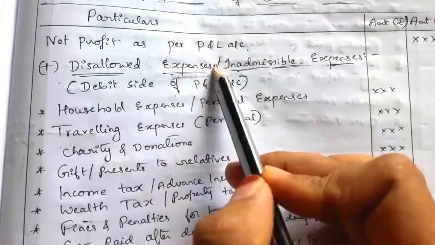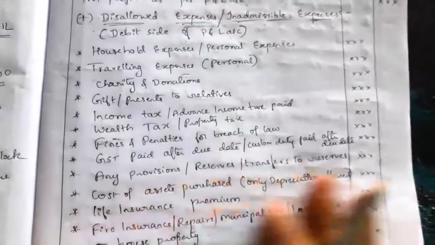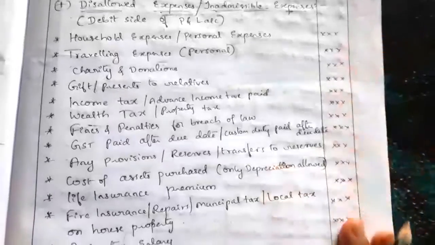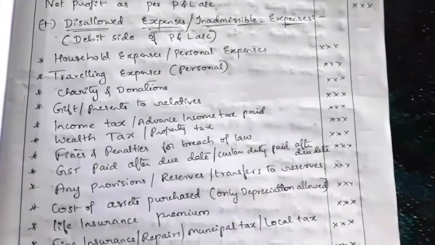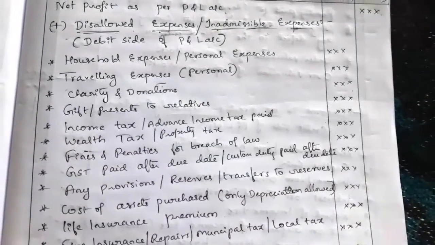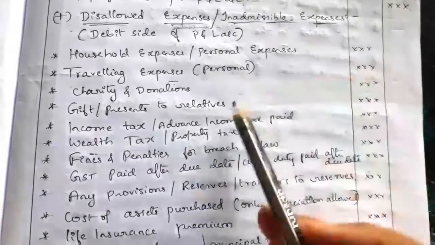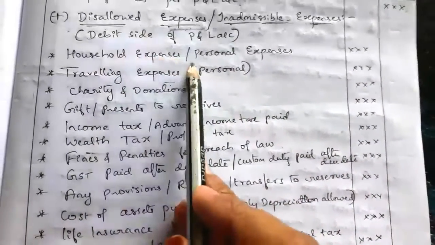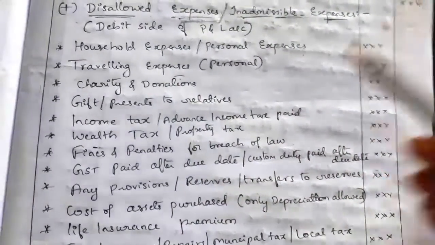In order to write the disallowed expenses, we have to see the debit side of the profit and loss account. I have listed some of the disallowed expenses, the expenses which are not relating to a business, and we'll see them one by one. The first one is household expense or personal expenses. Any personal expenses or any household related expenses are not relating to a particular business. It is not a business expense.